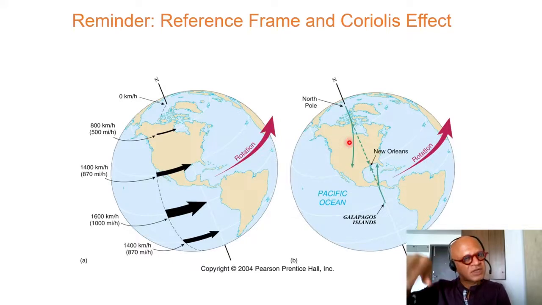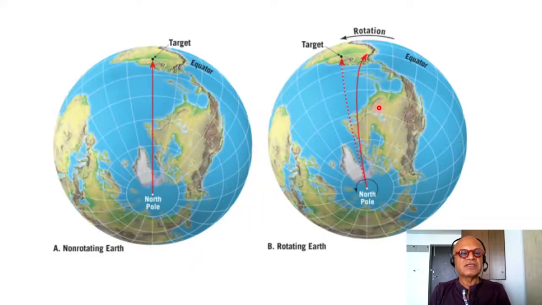So the rotation affects things when they move at large enough scale, or anything actually, but it is detectable when you move at planetary scales, whether you move north-south or east-west. Okay, this is very key to remember. Now, look at this again.